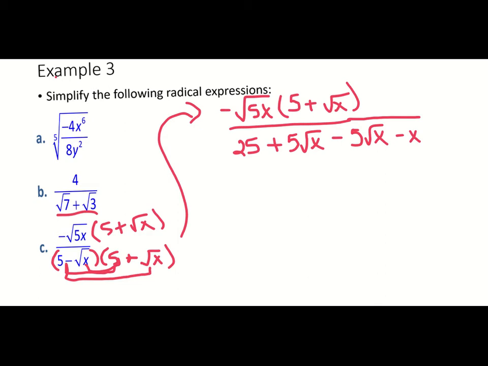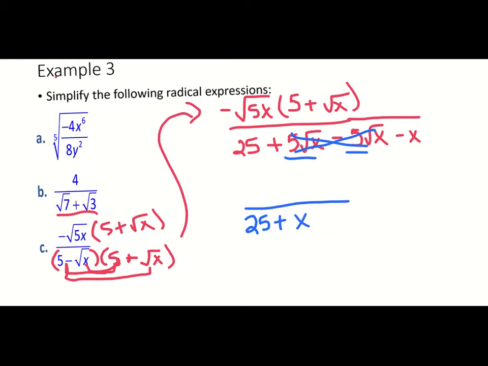And then we can simplify here. Now, again, like before, those middle terms, you have positive 5 square root x and negative 5 square root x. So they can cancel. And then on the bottom, right now, we have 25 plus x. Now, we don't want a radical on the bottom, but a variable is okay. So this expression is okay, as it is.